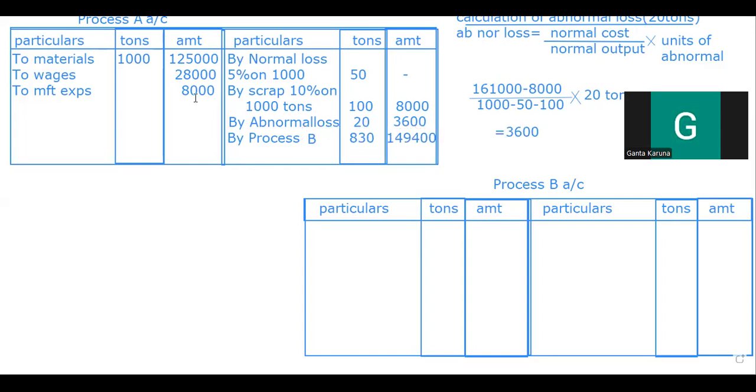Now I have to send it. So here I'm going to total it now. So the total value is equal to 1,61,000, 1,61,000. So here I'm going to write it.